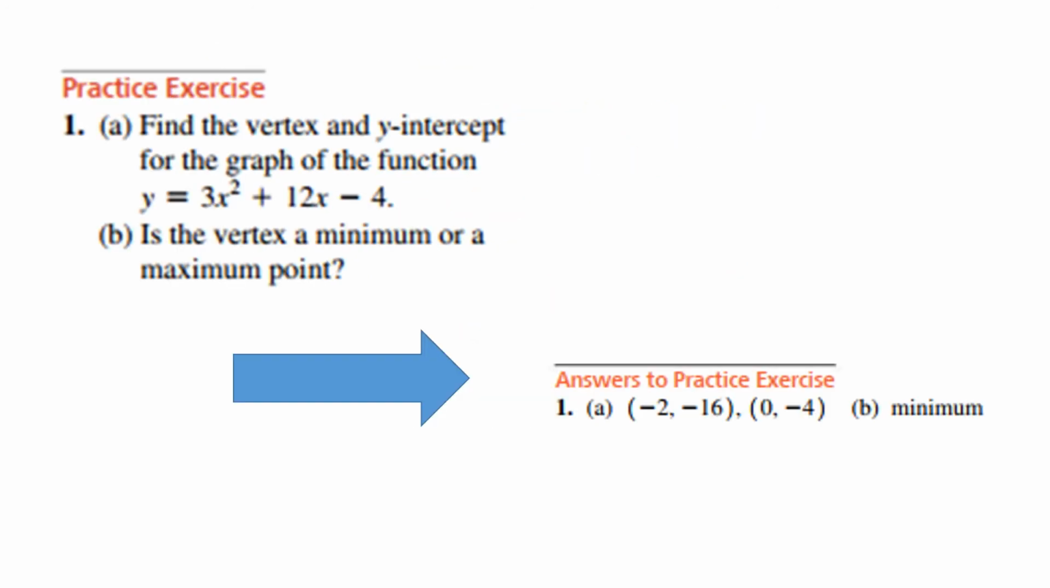Let's see. Well, if you put 0 in there for x, you get minus 4. So (0, minus 4). This leading coefficient is positive, so this is going to be a minimum. And when we do minus b, that's going to be minus 12 over 2a, which is 2 times a is going to be 6. So we will get minus 2. We take minus 2, plug it back into this formula, and we get minus 16. So there are your answers.